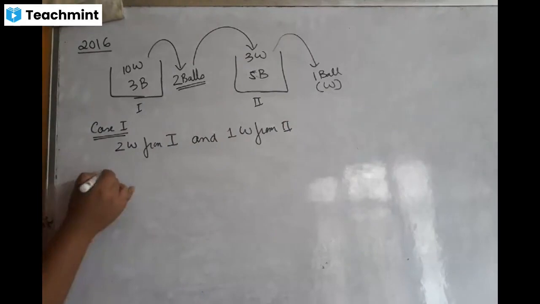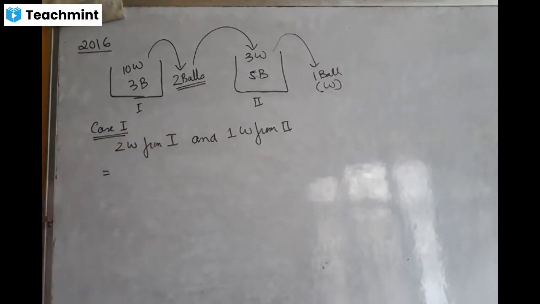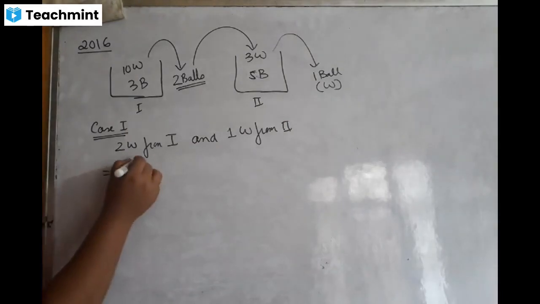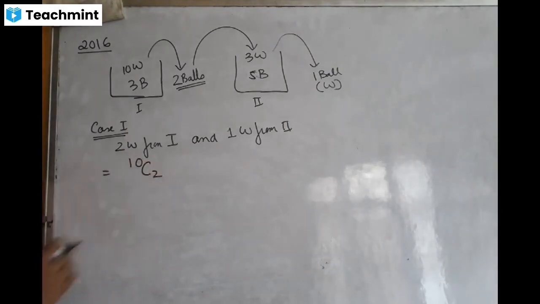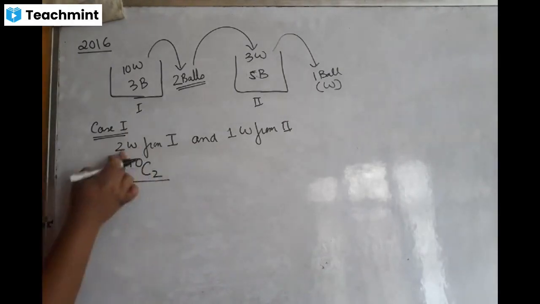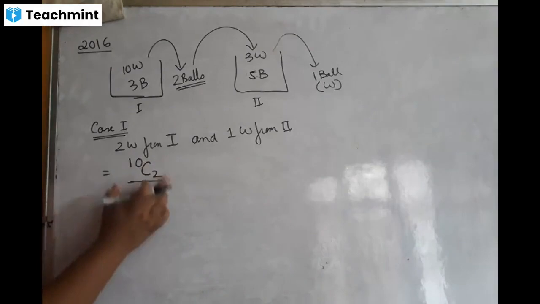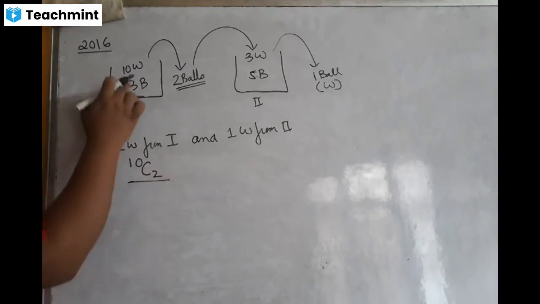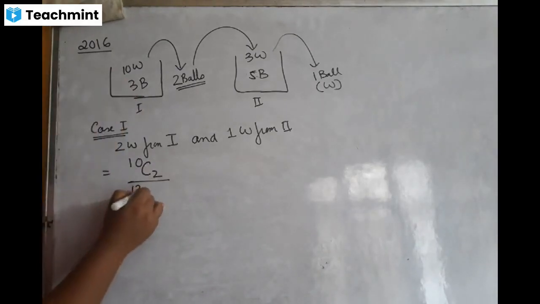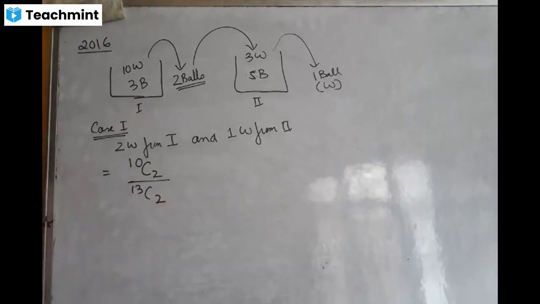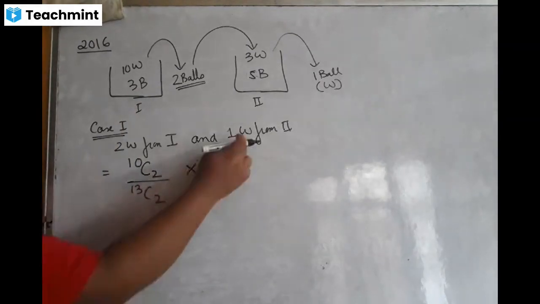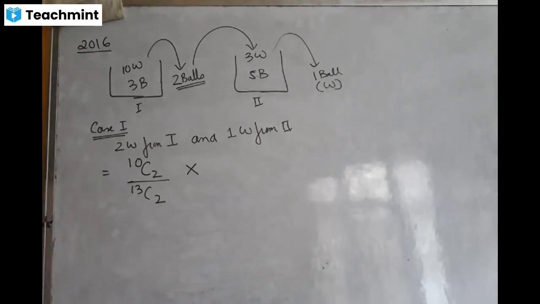What is the probability of drawing two white balls from bag one? How many white balls are there? So 10. Out of 10, I have to choose two: 10C2, understood? Divided by the total, which is 10 plus 3 is 13. So out of 13 you are drawing two balls. Is that clear? And one white has to come from the second bag.